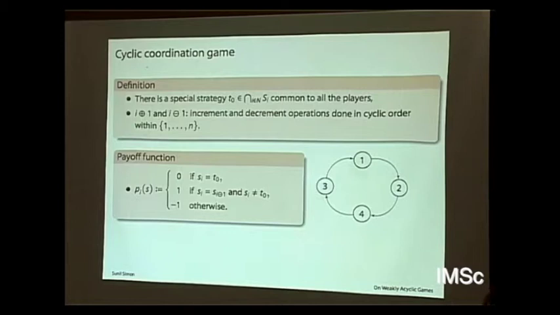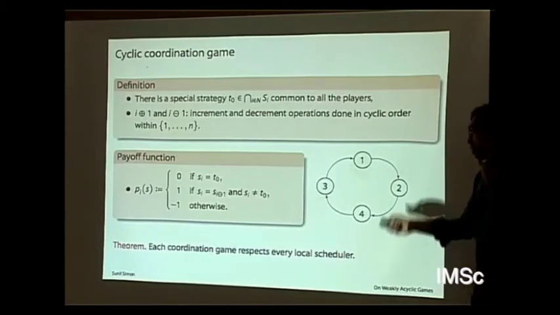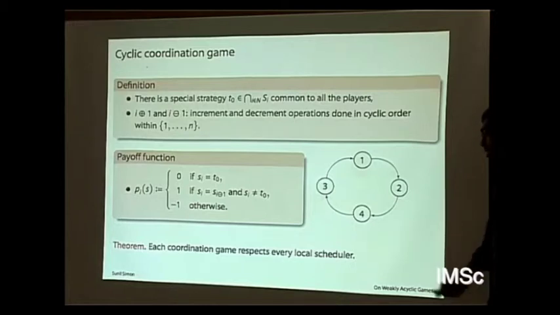Okay, so here you can show that each cyclic coordination game respects every local scheduler. So it doesn't matter which scheduler you pick. All the improvement paths are finite, and it holds for local schedulers. So you don't even need access to the state.